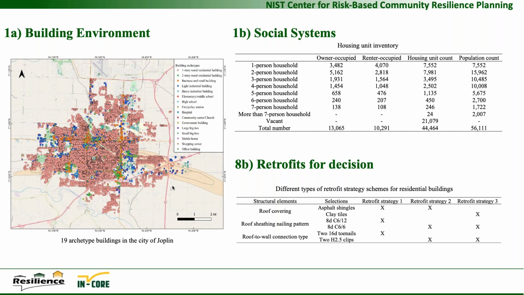So this gives you an idea of the modeling. On the left are the 19 archetypes color coded within Joplin. The social system modeling tells you what's owner, renter occupied, and the population counts in these types of buildings. From the census data, we can go all the way down to census block and synthetically allocate and assign a family to a particular building. It doesn't mean that family is in that building; it means they're somewhere in that census block, and if we scale back up, we can reproduce that. Then we look at 3 different retrofits, and we do the same thing for a lot of the earthquake engineering studies as well.